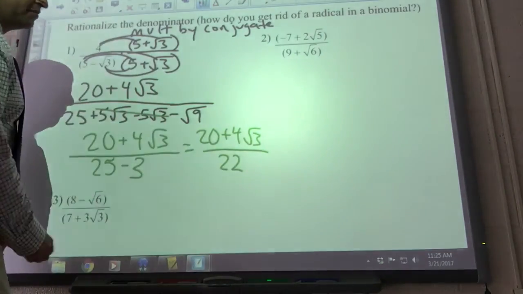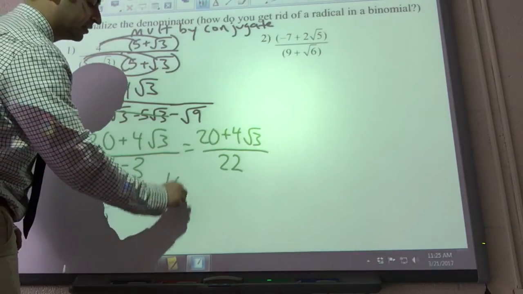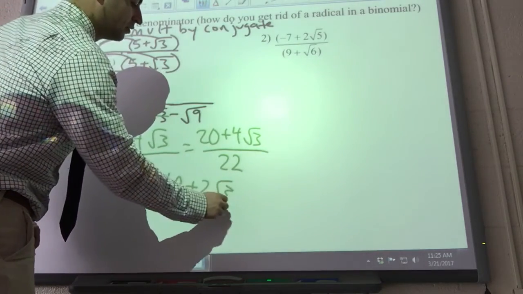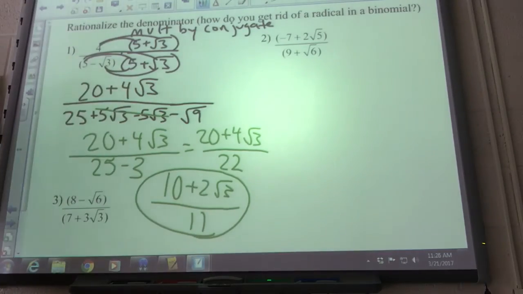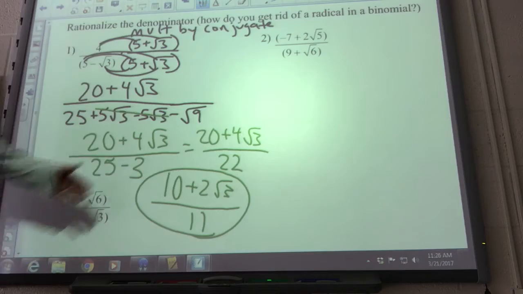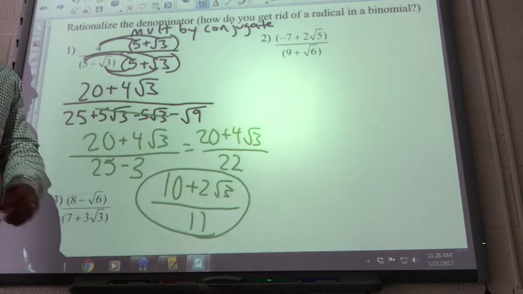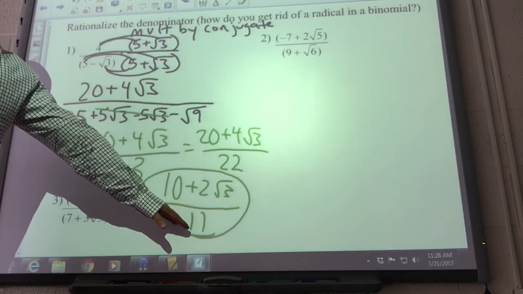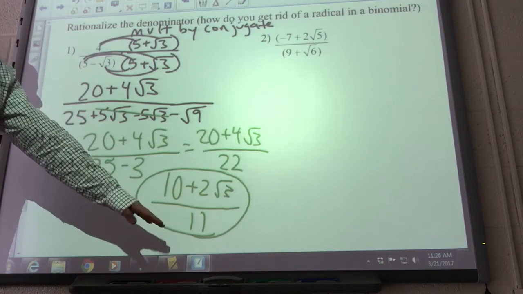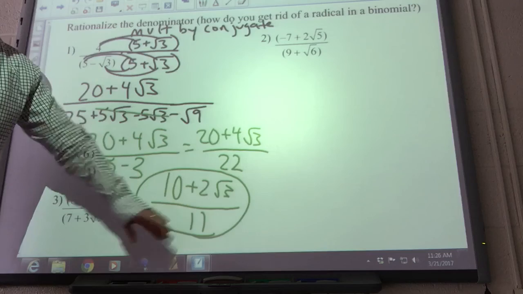And then reduce again if possible. I see a 2 comes out of everything here. Remember, you're only reducing the coefficients. You can't reduce what's under your radical. Those are unlike terms. So there's your final answer. The big goal of rationalizing is to make perfect squares or cubes or whatever root you're working with in your denominator so that you're left with just a number down there.